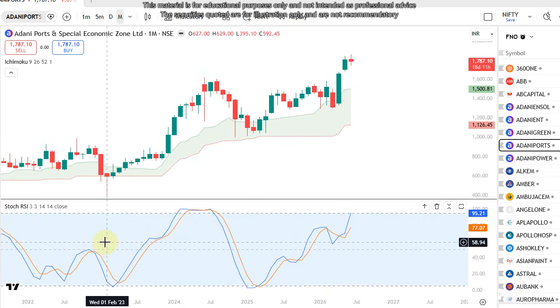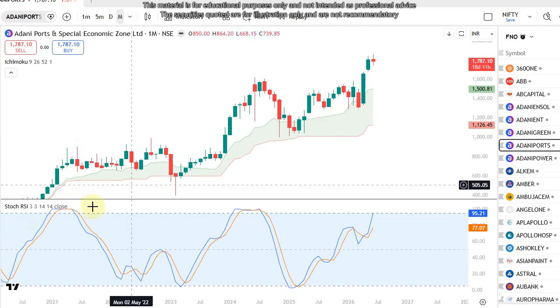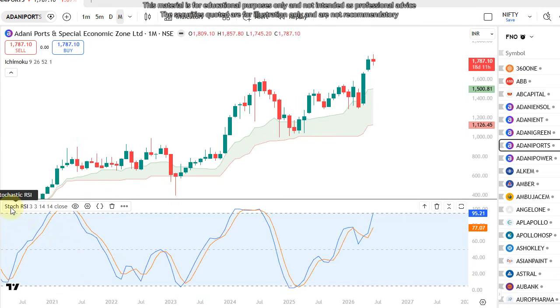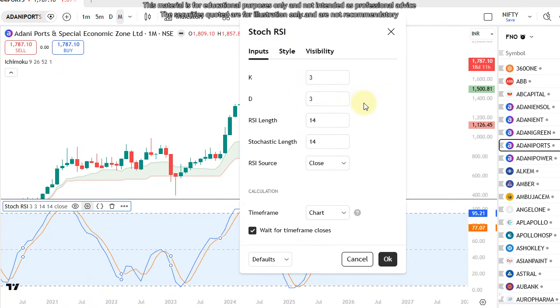The variation is the secret. What we are going to do, we are changing the Ichimoku parameters, which I have clearly given in the previous video. If you have not watched that video, please go and watch it and then come and watch this video, so that you can have a clear idea of the entire system. In this video, we are giving the parameters for stochastic. The input condition is default.